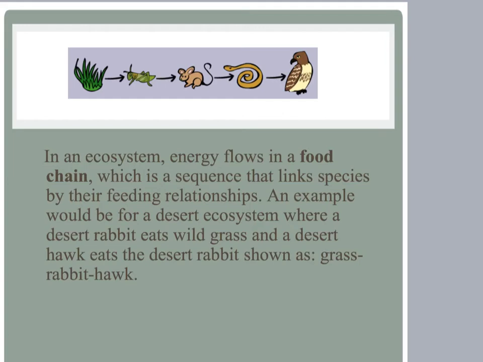Now, in an ecosystem, energy is going to flow from most to least. So here in this picture you see some grass, so it starts at the grass. The grasshopper eats the grass. The mouse, I think, eats the grasshopper. The snake eats the mouse, and the hawk eats the snake. So he'd be the king of this ecosystem, but the grass is where the most energy is located.